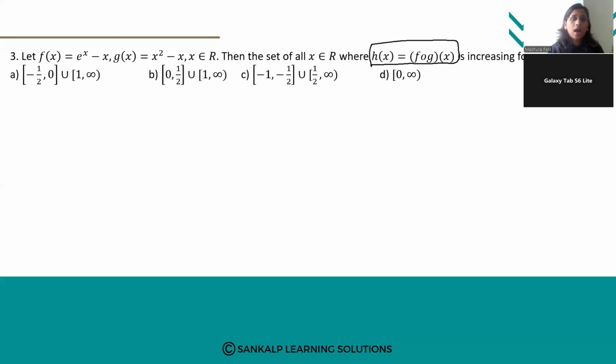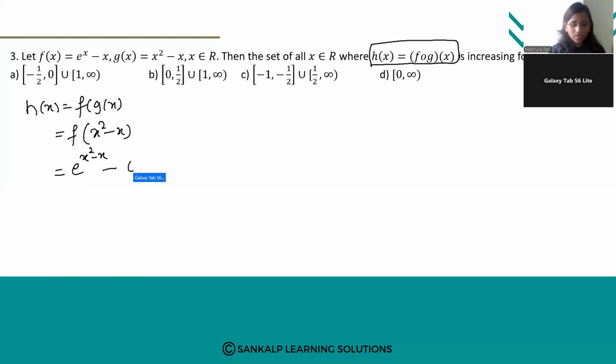So before finding h dash of x, we have to find h of x, which is f composition g. Therefore h of x can be written as f of g of x. What is g here? x square minus x. And f here is e to the power x. So it becomes e to the power x square minus x, minus (x square minus x). So definitely this is your h of x.